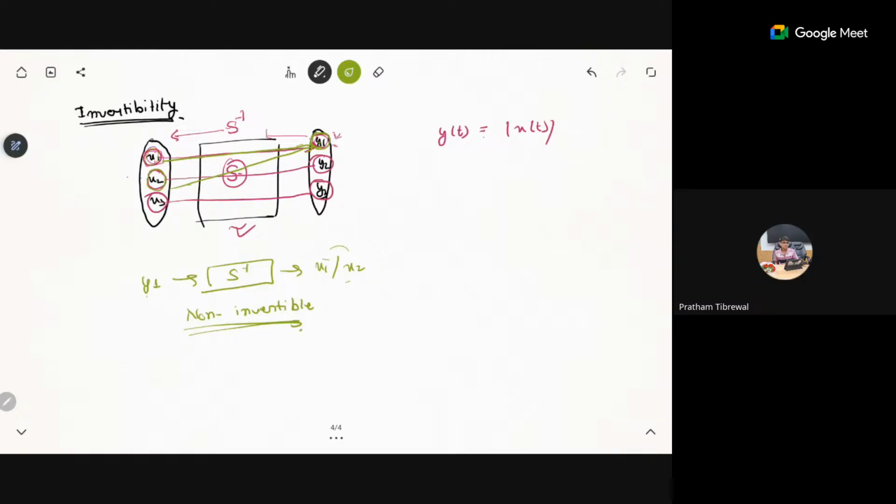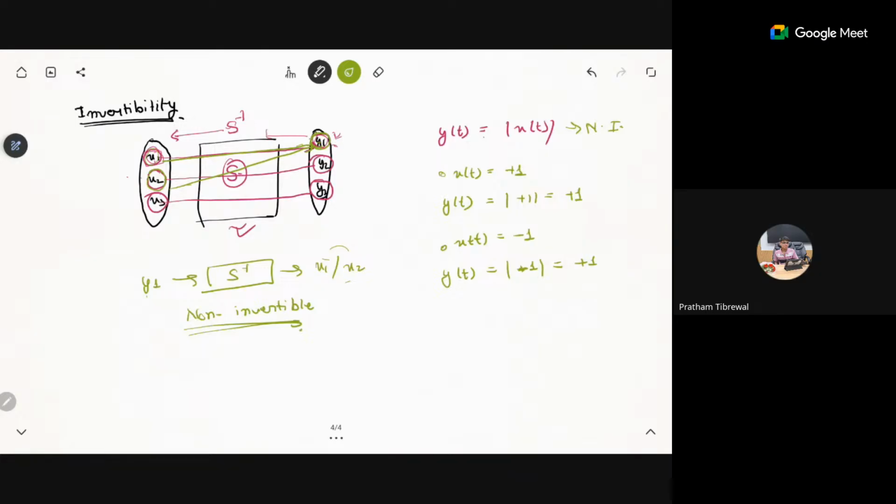Now, if I take x(t) as +1, what will be y(t)? Mod of +1 is +1. Now, if I take x(t) equal to -1, my y(t) is the mod operator on this value -1, which again gives +1. So y(t) is giving 1 for two values of input. So definitely it's a non-invertible system.